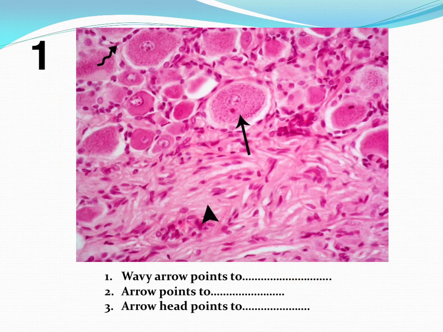Start a trial exam. The wavy arrow here points to satellite cells. The arrow itself points to the unipolar nerve cells. And this is the nucleus, and these are the Nissl granules present in the cytoplasm, if we are asked about these granules. But this is the cell itself, which is a unipolar nerve cell. And then we have the arrowhead for the nerve fibers.